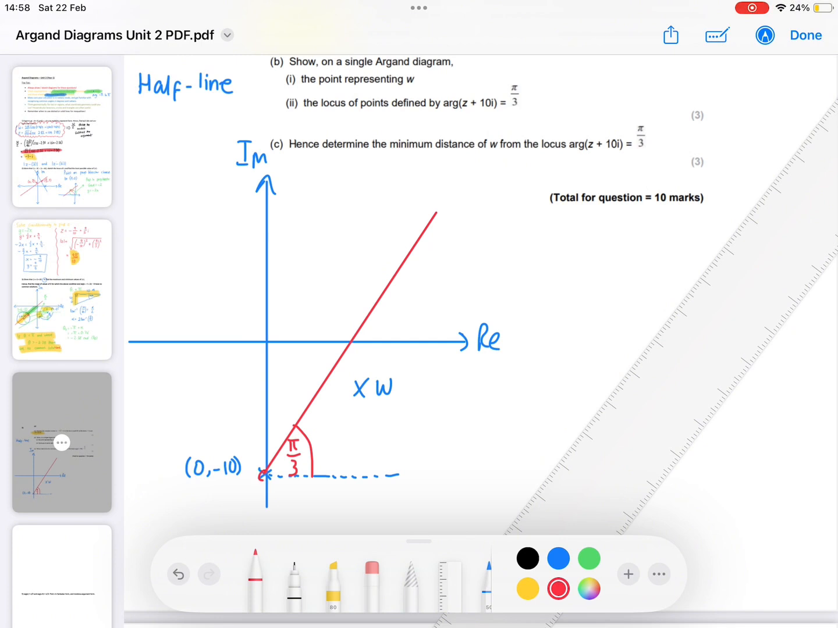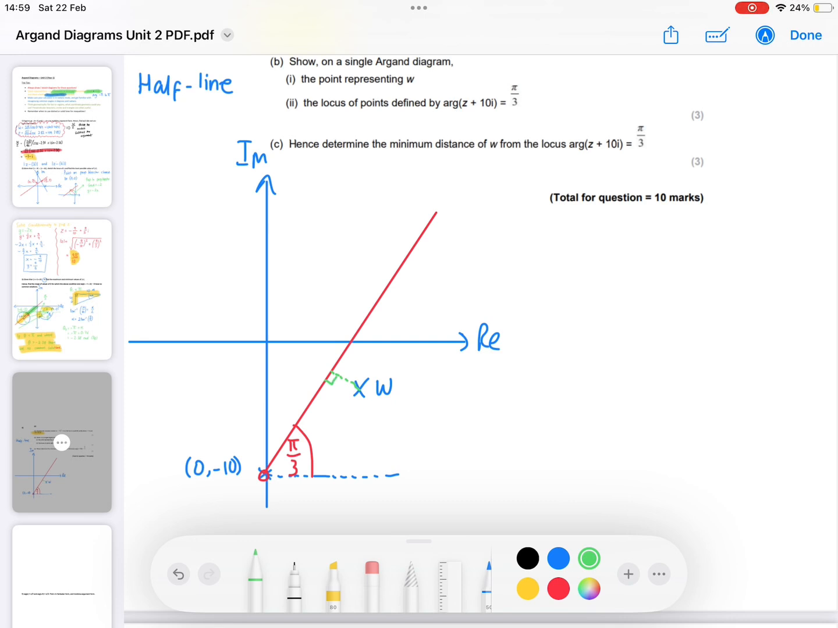And you can draw a small circle there to show that it doesn't include that point. And that is the locus of points. So then it says, hence determine the minimum distance of W from that locus. So again, as before, the minimum distance is going to be where this line here from the locus to W is perpendicular to the locus. That will be the minimum distance.